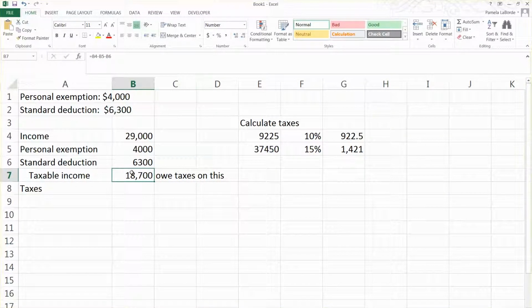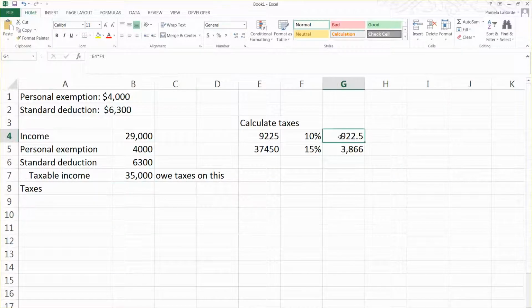And I'm going to change this, but then in a minute I'm going to hit undo. Let's say they had made $35,000 right here as a taxable amount. They would still owe 922.5 on the first 9,225, but then the tax that they would owe on the amount above 9,225 would change because they made more money. So I'm just going to type in 35,000 here, which I know is not the correct answer, but just for the sake of demonstrating, when I hit enter, look at what happens to these two numbers right here.